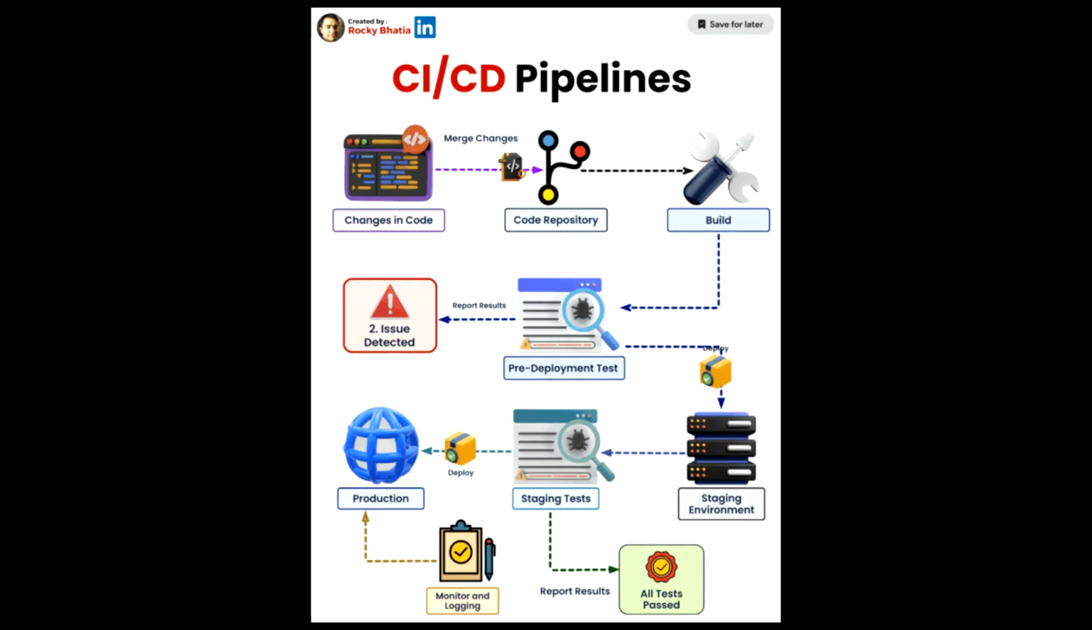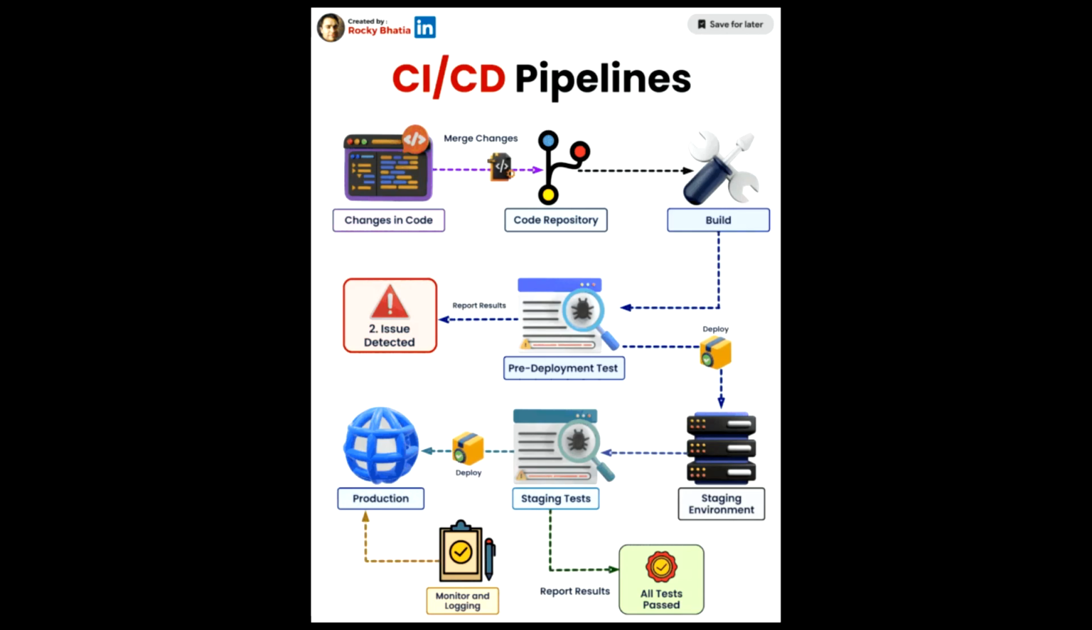First, developers have to develop the code in any IDE. Once he has developed the code or changed it based on the client's requirement, then he has to merge these changes in this code repository. So we have a code repository such as GitHub or Bitbucket. There we have to store the code or merge the code changes, whatever changes we made, and then the build will happen.